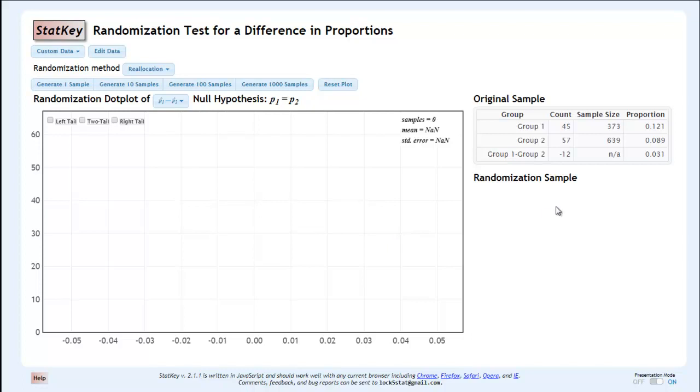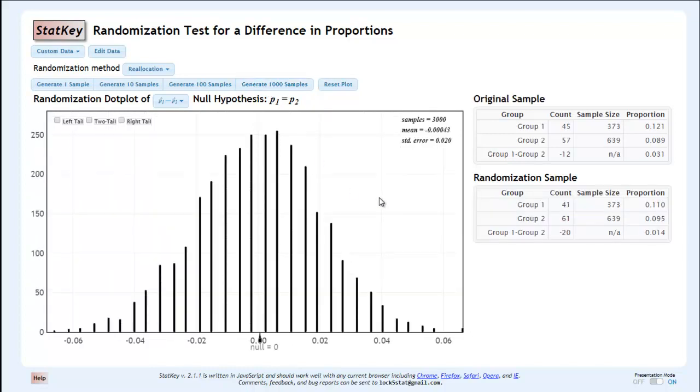From here, I can find my sample statistic value. We calculated this by hand, but it's also given under original sample on the right-hand side. Now I'm going to generate my randomization distribution. Once I've generated a few thousand samples, I look to see where my sample statistic would be. So 0.031 is going to be somewhere in the middle over here. This is on the right side of my graph, so I'm going to click on right tail to help me come up with the proportion that I'm looking for.